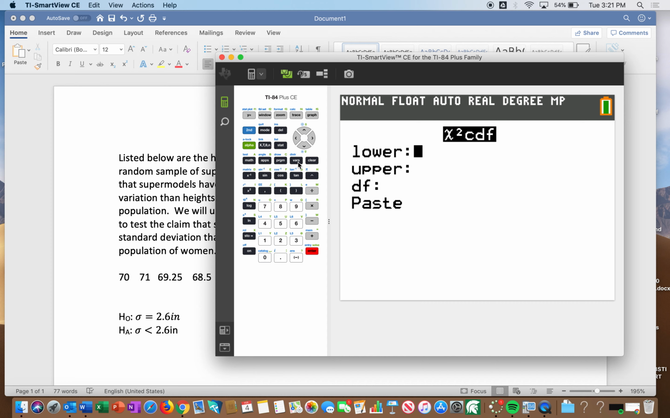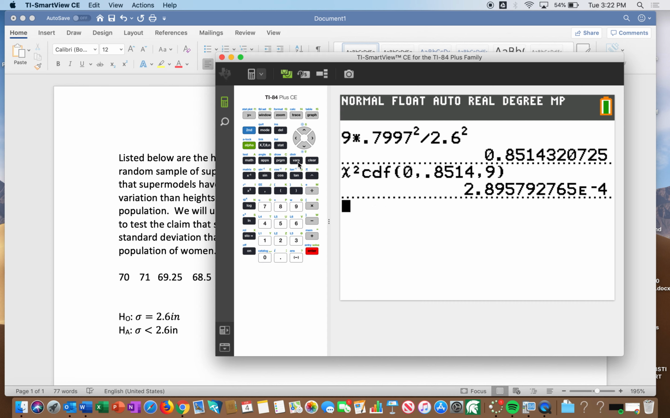It's going to ask me my lower. One thing about chi-square, it's always positive, so don't type in negative 1,000. 0 is good. That's what it gives you anyway. Your upper was your test statistic, which I just found out was 0.8514. My degrees of freedom is 9, because there were 10 supermodels. And I'm ready to paste, hit enter, and hit enter again. There's your p-value, which is really 0.00029. All right, 3 zeros, then 29.